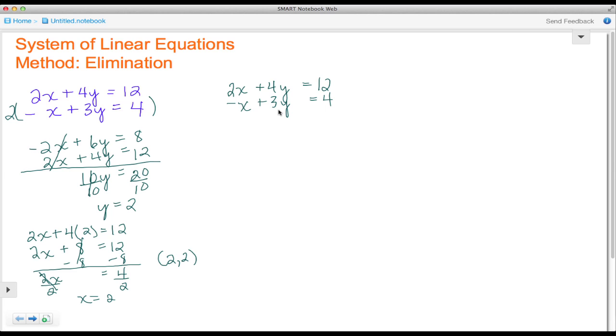To do that, I see the easiest way is to make both of these 12. So one has to be a positive 12, the other has to be a negative 12. So what I'm going to do is multiply the first equation by a positive 3. And I'm going to multiply the second equation by a negative 4. And then let's distribute these constants through each equation.